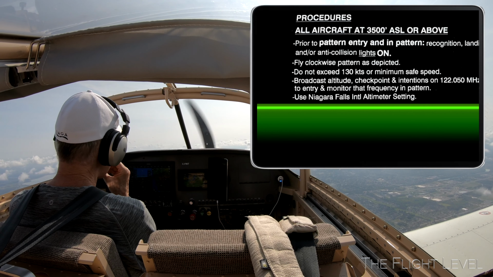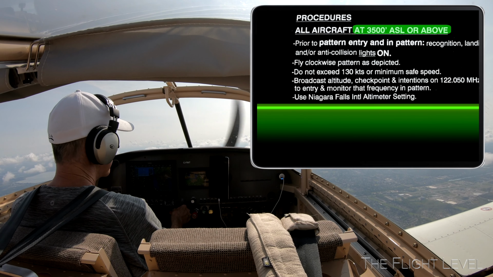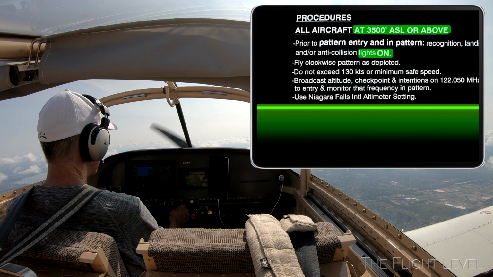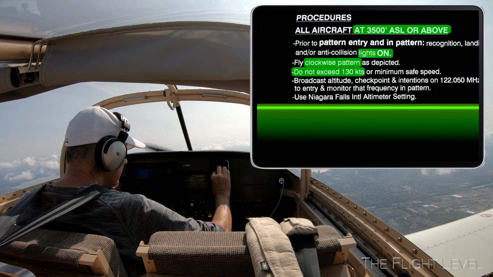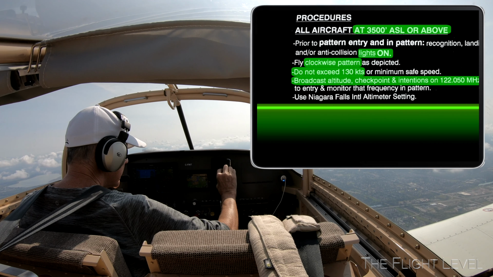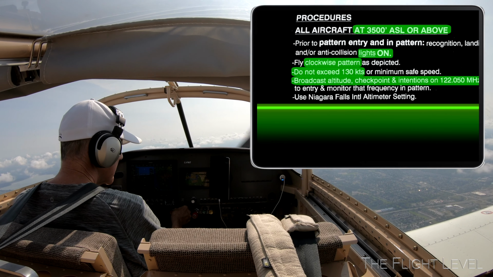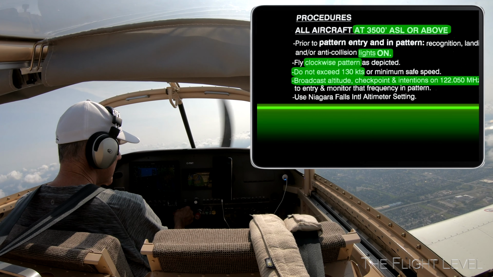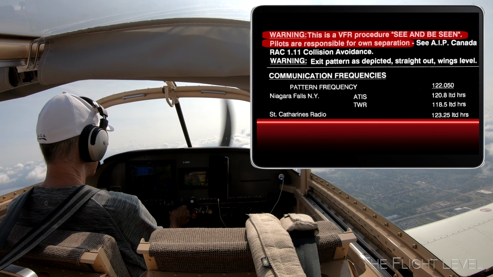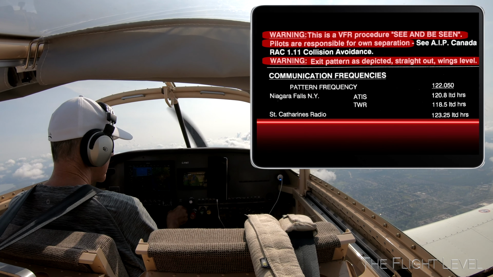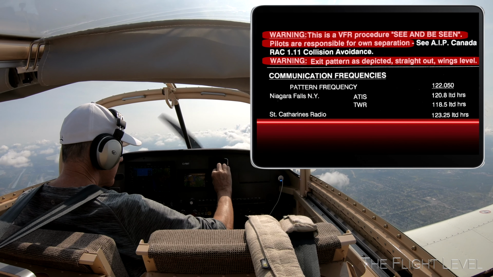All aircraft must be at or above 3,500 feet ASL. Recognition or anti-collision lights must be on. You fly the pattern in a clockwise direction, and you must not exceed 130 knots. You broadcast your altitude and intentions at the checkpoint on the falls pattern frequency. This is a VFR procedure, meaning see and be seen. Pilots are responsible for their own separation, and you must exit the pattern straight out with wings level.